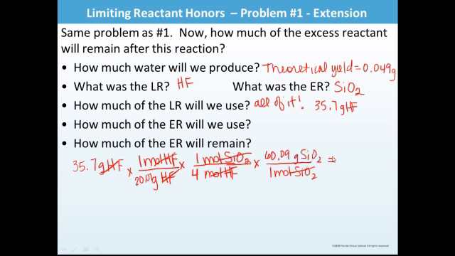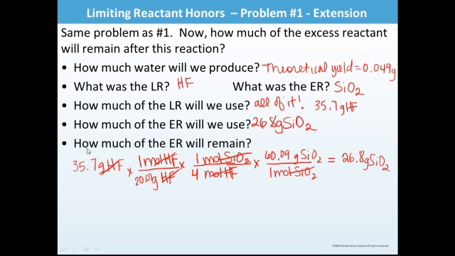And now what I'm doing right now is, remember, I started from grams of my limiting reactant, and I'm going to convert to grams of my excess reactant. And what that does is it's going to tell me how much of my excess reactant I need. So this means I'm going to use 26.8 grams of SiO2. Okay, so 26.8 grams of SiO2.